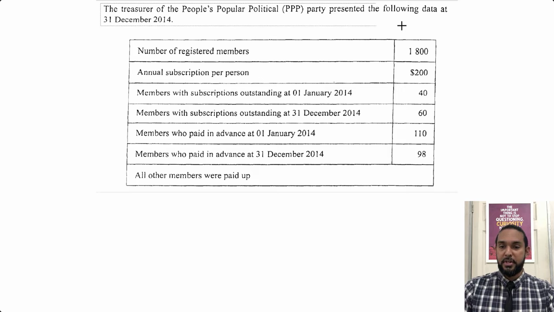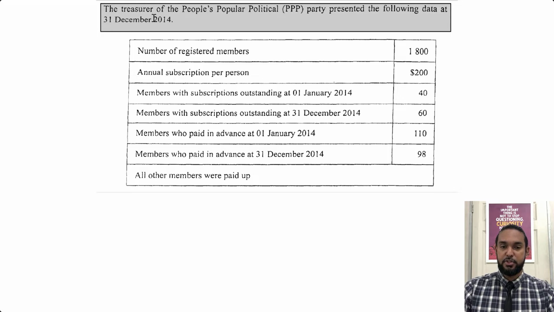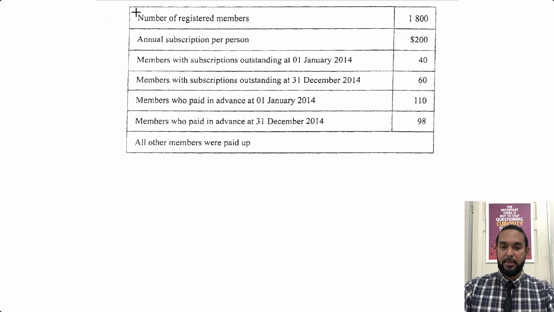So as per usual, we take a read of the information. It says the treasurer of the People's Popular Political Party presented the following data at 31st December 2014. So we have a little table here. It says number of registered members, 1,800. Annual subscription per person, or per member, right?